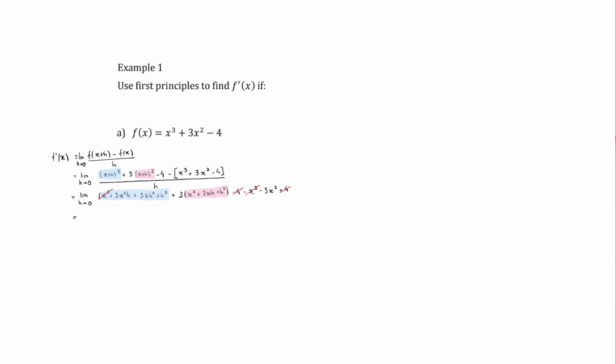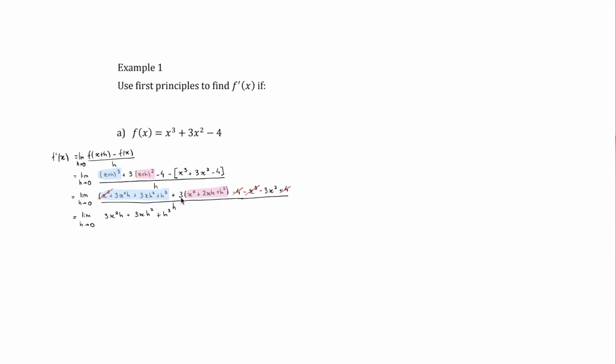This, of course, all over h. Okay, so the h is just staying there in the denominator for now. We'll see what happens to it in a few steps. So there we go. Let's now simplify even more. So here we are going to have 3x squared h plus 3x h squared plus h cubed.